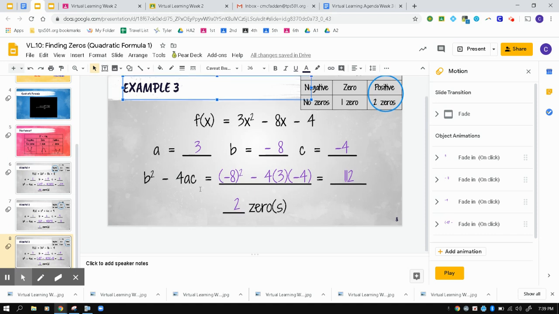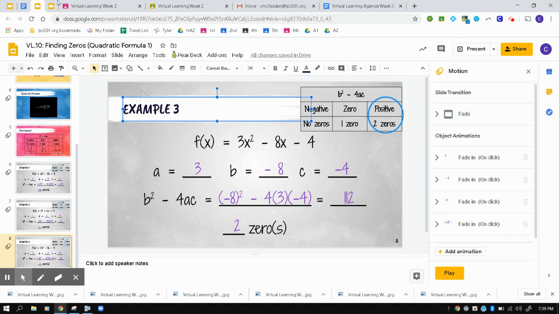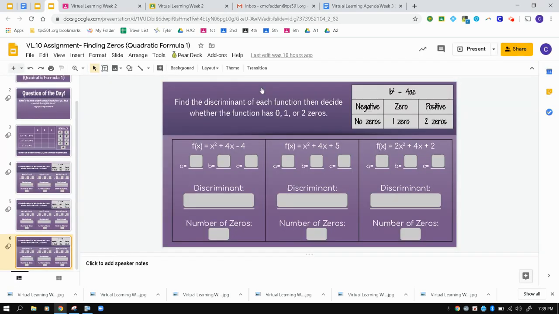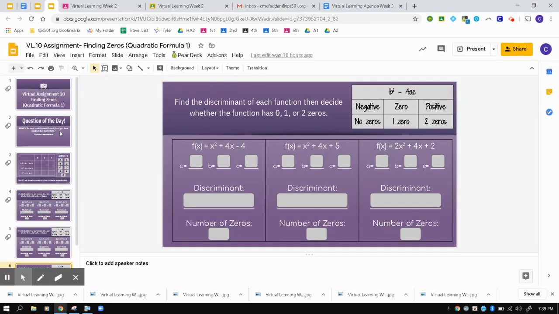Okay? And that was our last example, so I'm going to flip over to the assignment for a second and kind of run through it for you.